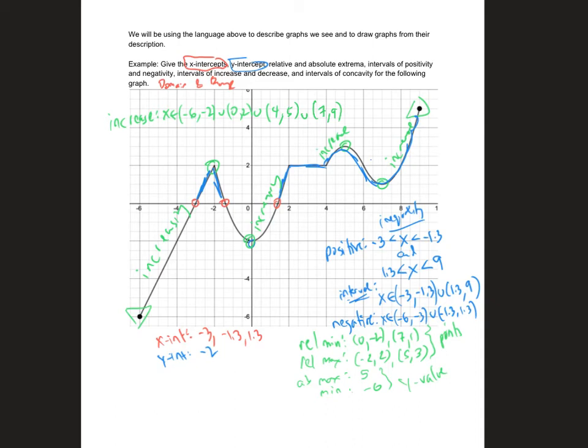And it would be decreasing wherever it's falling from left to right. So it would be decreasing here and decreasing here. So the decrease would go between -3, oops, sorry, that's wrong, -2 and 0. And it also decreases from 5 to 7. And then it's constant where it's neither rising nor falling. So in this little stretch right here, constant from 2 to 4.